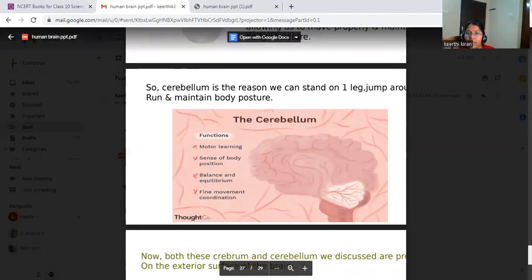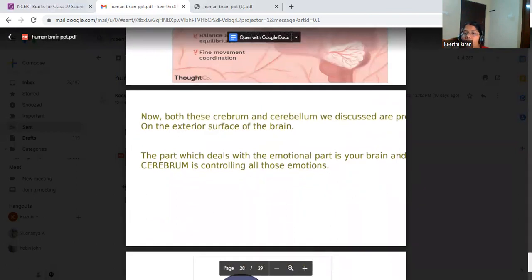Now, both the cerebrum and the cerebellum we discussed are on the exterior part of the brain. The part which controls the emotional part is the brain, and not the cerebrum. We also want to understand that the brain is controlling all those emotions. So when we are sad, or very excited or anxious about something, we think, oh, my heart is beating so fast, but it is not the heart. It is your brain that gives you all those kinds of emotions, and everything is controlled by your brain.